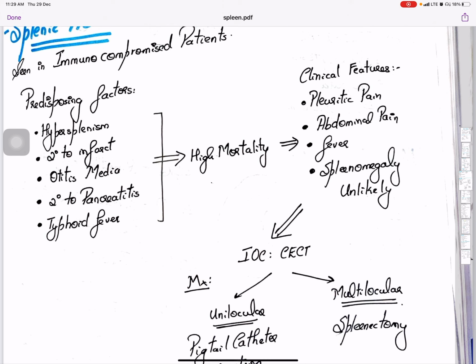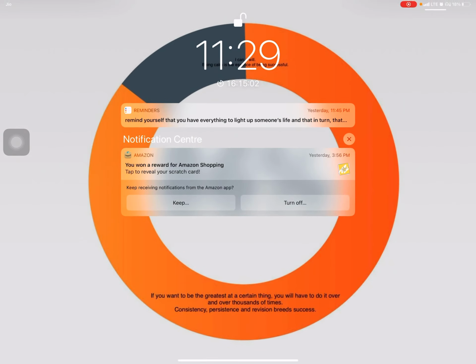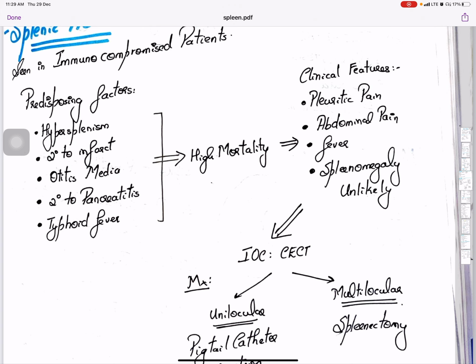Okay, so for splenic abscess, what do you have to write? You have to write causes. The first thing is that it's seen in immunocompromised patients. The second point is the predisposing factors: hypersplenism, infarction, otitis media, pancreatitis, typhoid. What are the predisposing factors and causes?